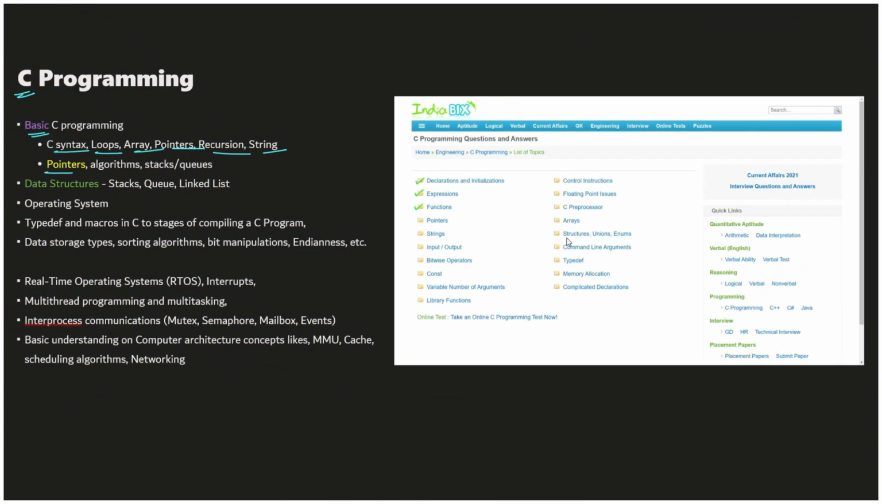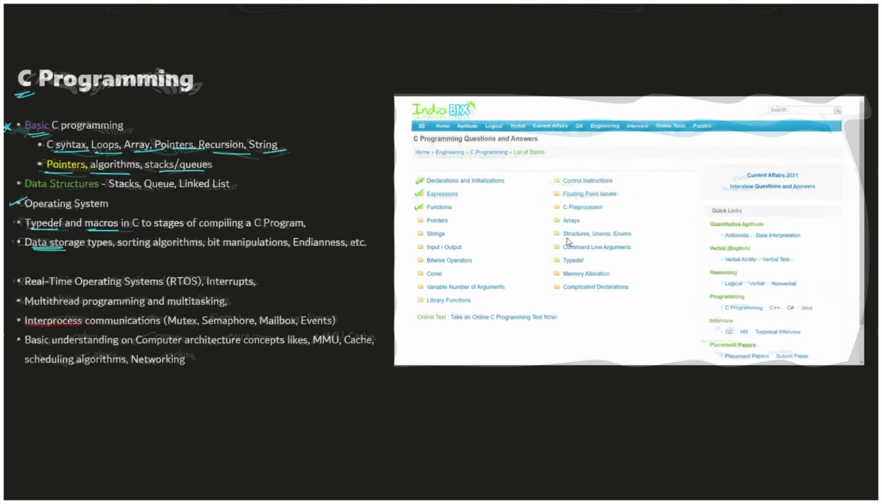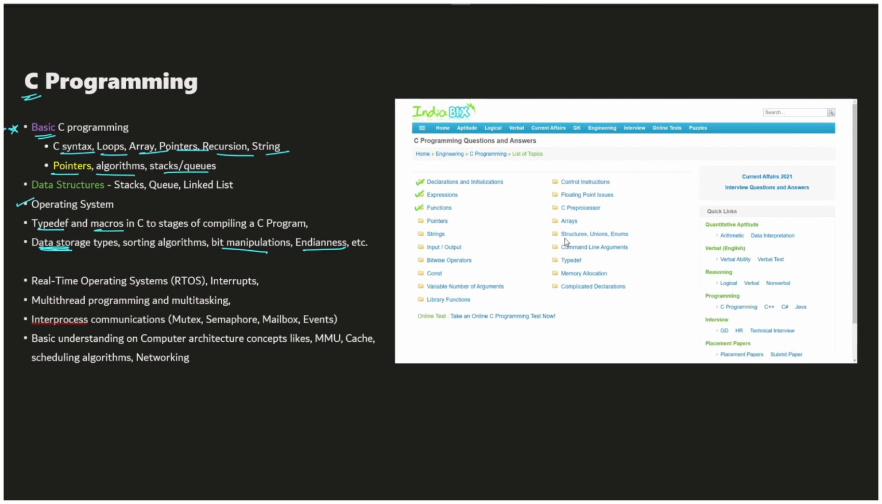Also, look into pointers, algorithms, different data structures like stacks, queues, and linked list. So these should be sufficient. Just basics are enough. You need not go deep here. Also, look into the operating systems and typedef and macros in C. Also, different data storage types like int, string, etc., and their manipulations and endianness. So these questions will be very basic from this C programming.